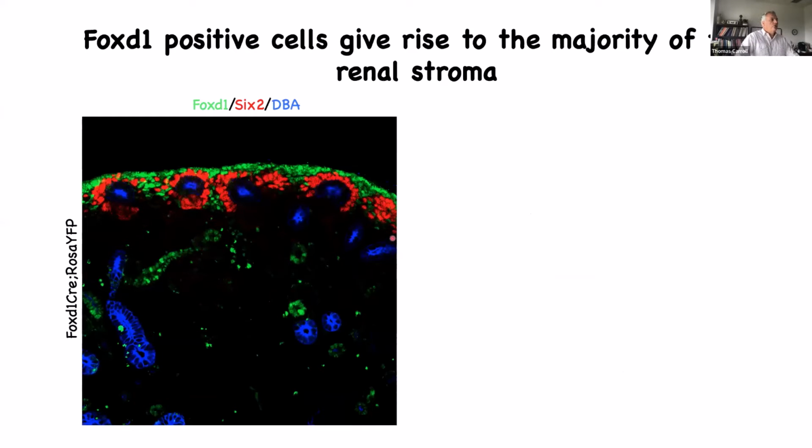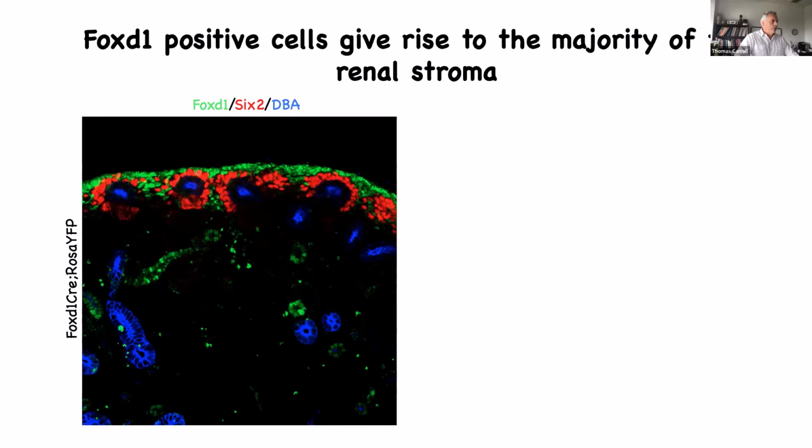So I mentioned this gene FOXD1 before, which BF2 is now called. FOXD1 is expressed in a subset of the stroma that sits at the very cortex of the kidney. This is an embryonic day 15.5 kidney that's been sectioned through. And in blue, we have a marker for the collecting duct, the ureteric buds and collecting duct system.